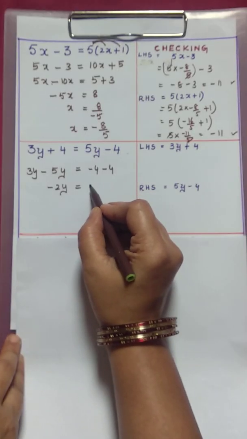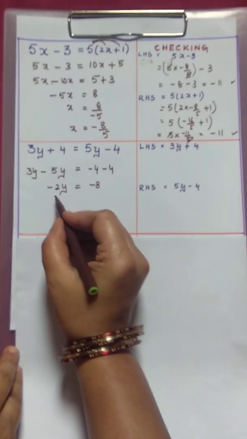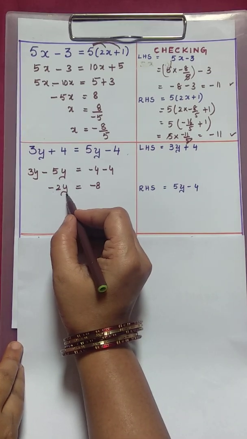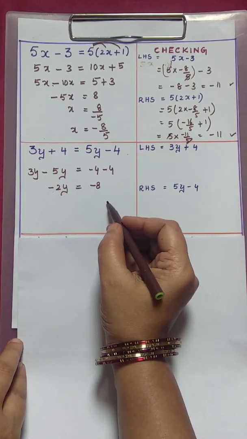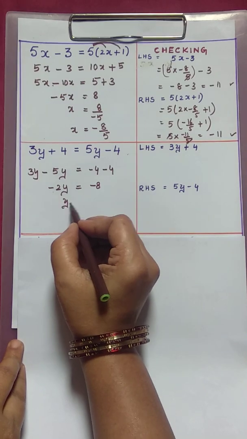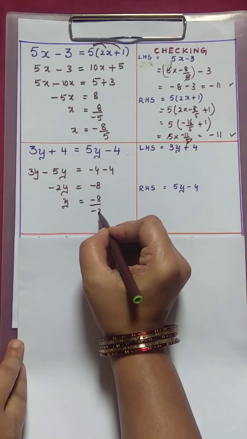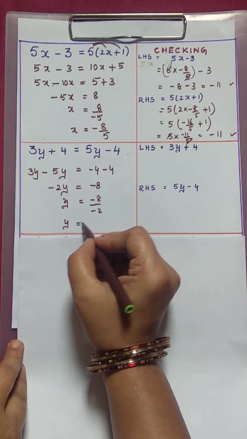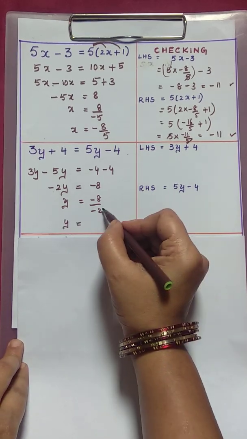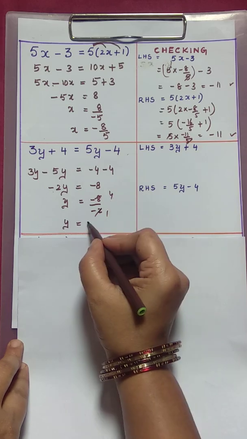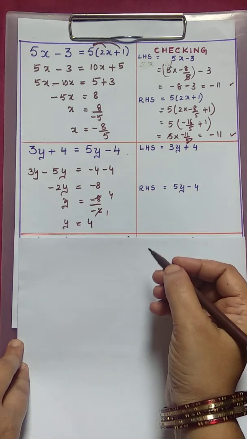Minus 4 minus 4 is minus 8. So this is minus 2 into y. So when we transpose to the right side, we divide. So y is equal to, leaving variable here, minus 8 by minus 2. y is equal to minus divided by minus plus. 2 ones are 2, 2 fours are 8. So y value is 4 here.